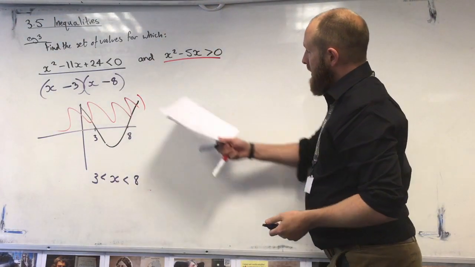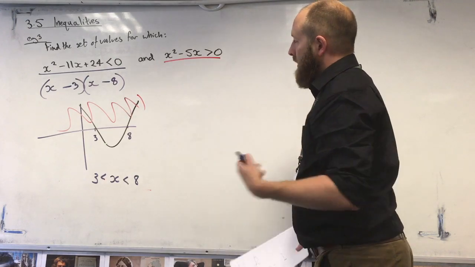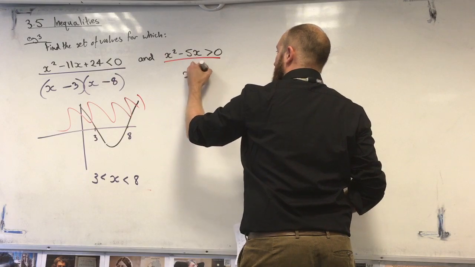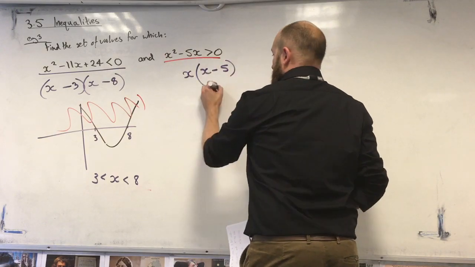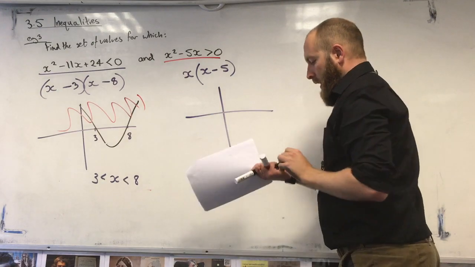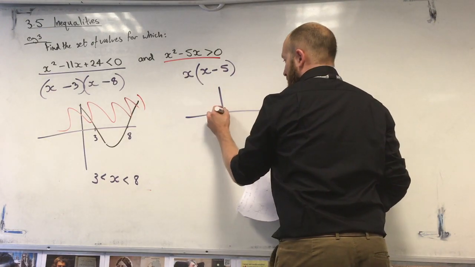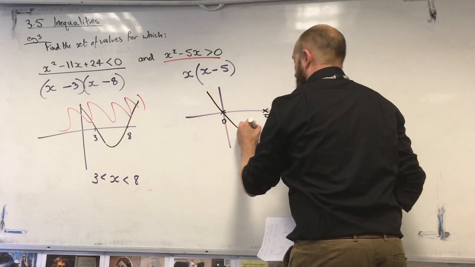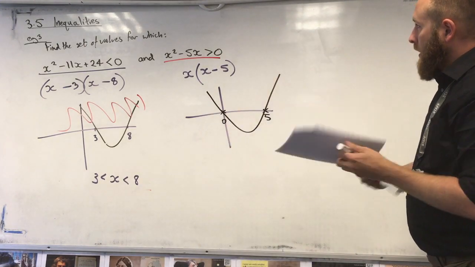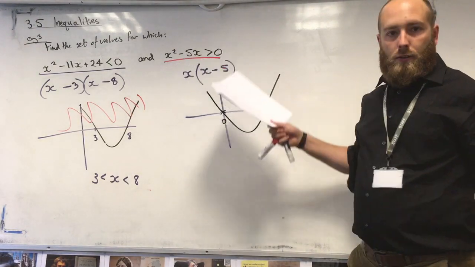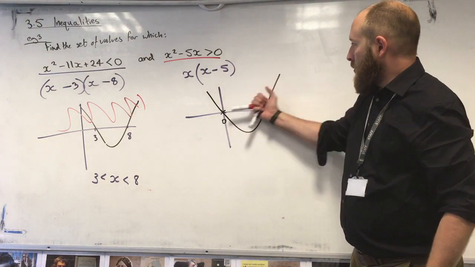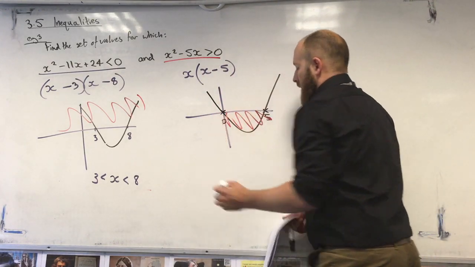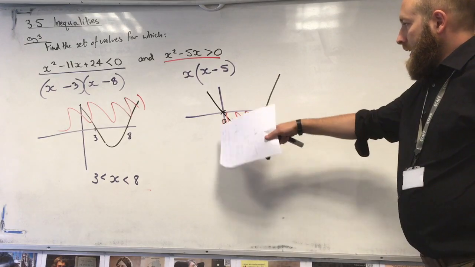To factorise this one, remember it's a common factor kind of quadratic. So we're going to take out a factor of x and be left with x minus 5. To sketch this one, we're going to have one root at 0, the other root at 5. And this time we're looking for when the graph is greater than 0 on the y-axis. So that's going to be all of these values. Again, we can cross out the stuff we don't need, and we're left with 2 sets of solutions.